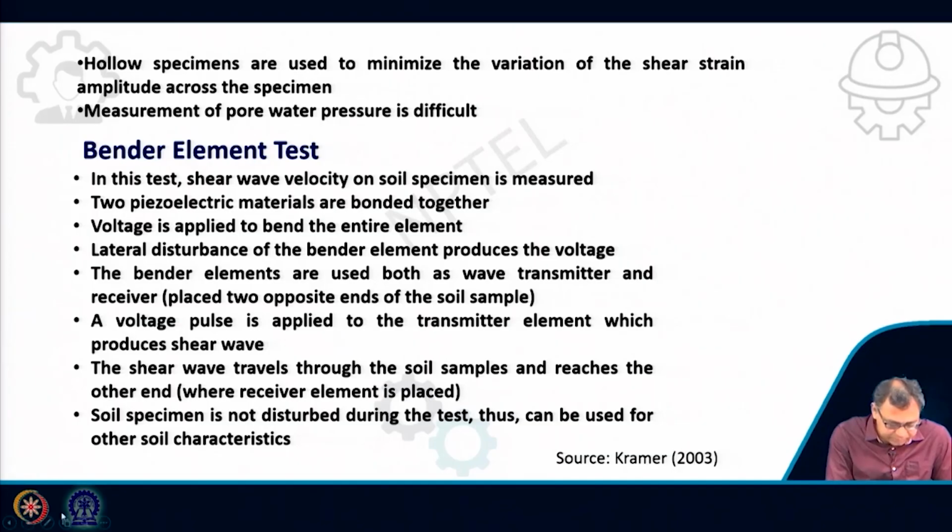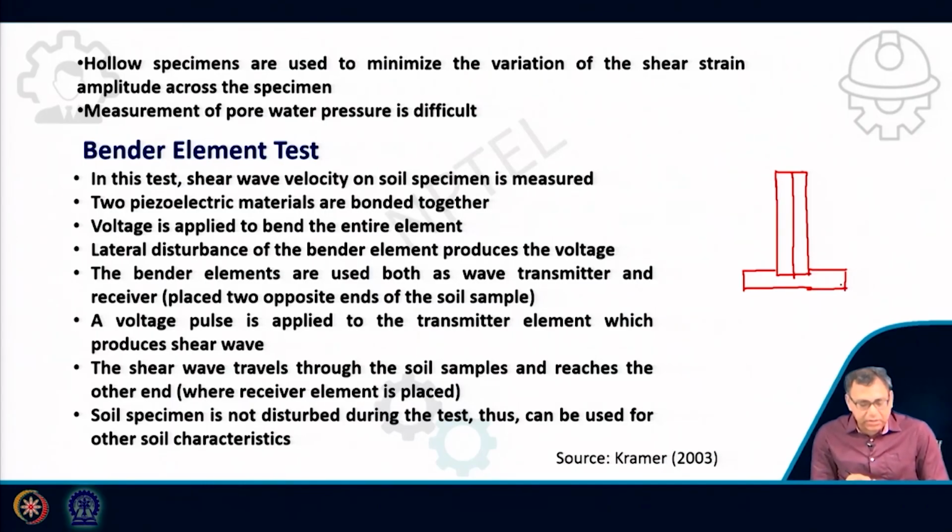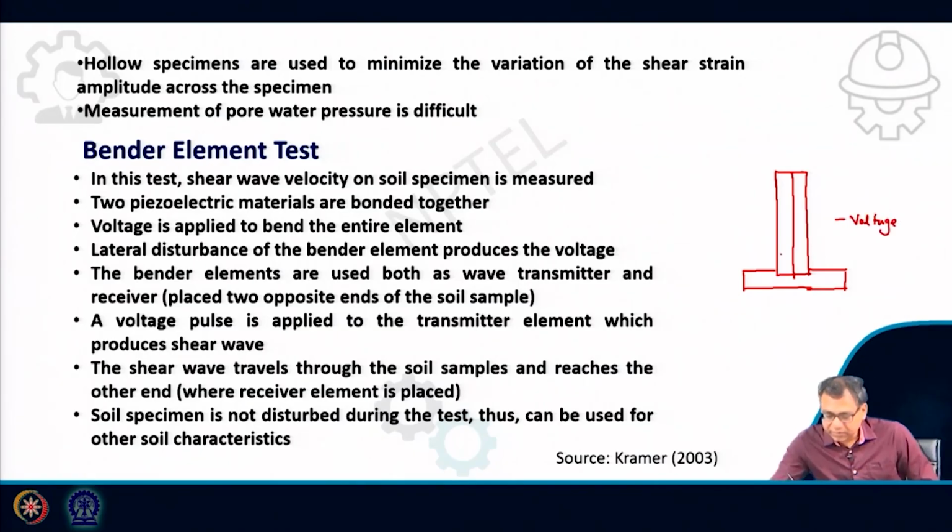Now if I draw this Bender element setup, suppose these are the two piezoelectric materials, bonded together, and suppose this is the base. Now voltage is applied to bend the entire element. When a different voltage is applied, this material will bend because these are two piezoelectric materials. If there is a voltage change, then they will bend like this. Suppose there is a negative voltage, so they will bend like this.